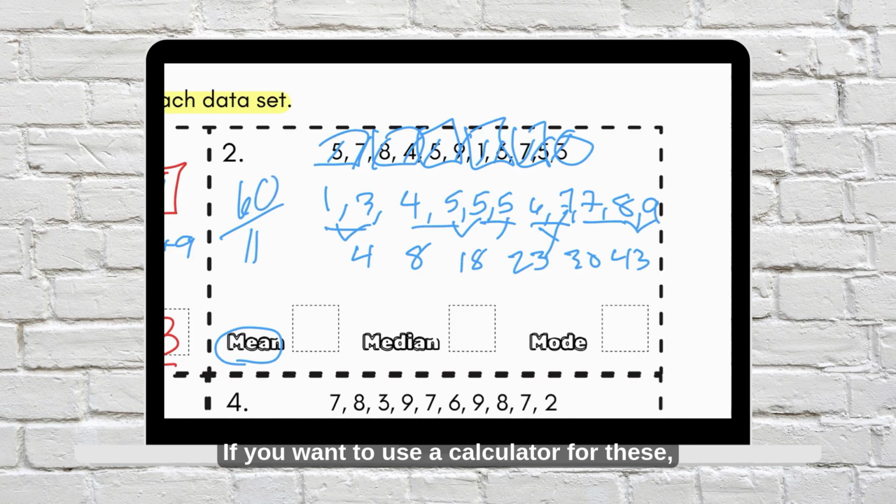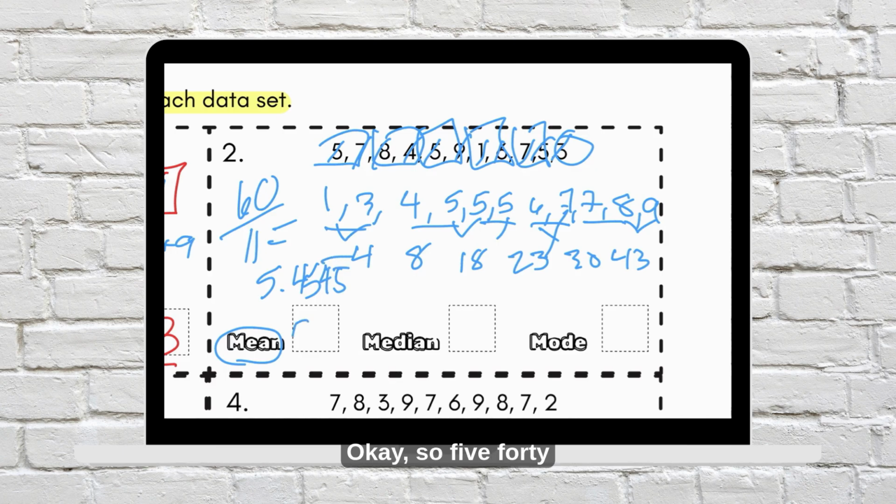If you want to use a calculator for these, I'm okay with that. Data sets are normally pretty large, and when you're dealing with lots of data, using a calculator helps you to expedite that whole process. 60 divided by 11 gives you 5 and 45 hundredths, and the 4 and 5 ends up repeating. Okay, so 5.45 repeating as our average.